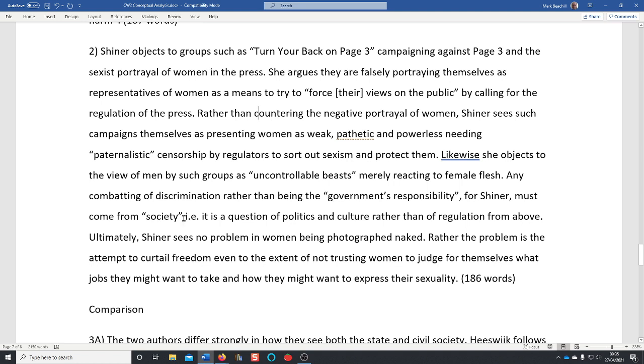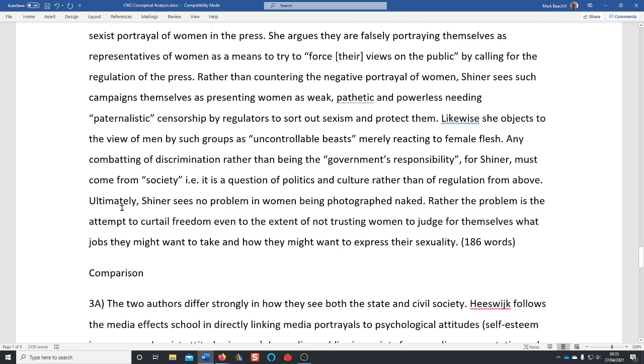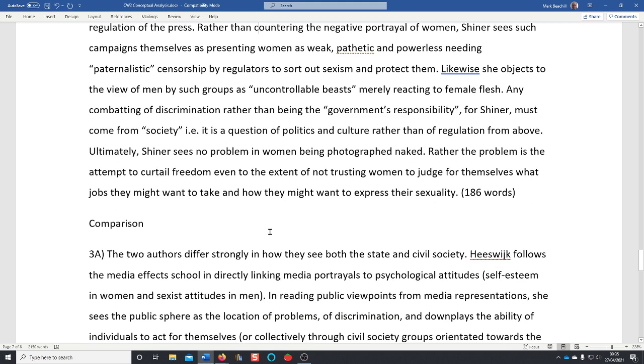Any combating of discrimination, rather than being the, quote, government's responsibility, for Shiner must come from society. And the explanation of society is that it's a question of politics and culture rather than regulation from above by the state. Ultimately, Shiner sees no problem in women being photographed naked. Rather, the problem is the attempt to curtail freedom, even to the extent of not trusting women to judge for themselves what jobs they might want to take and how they might want to express their sexuality.